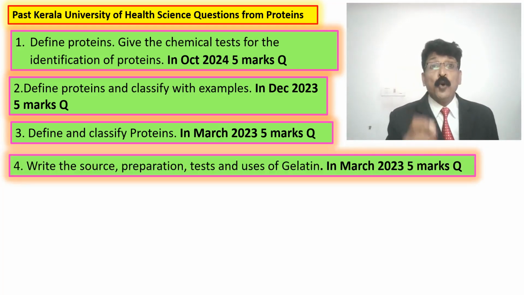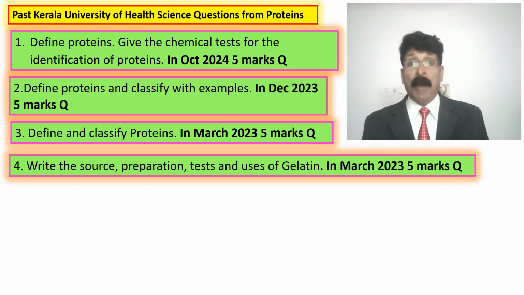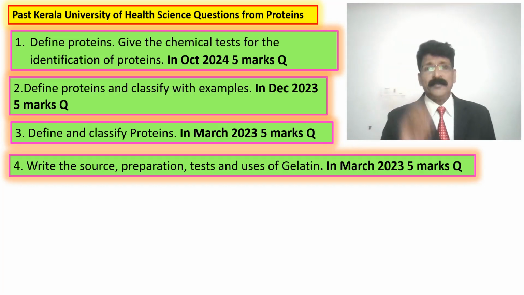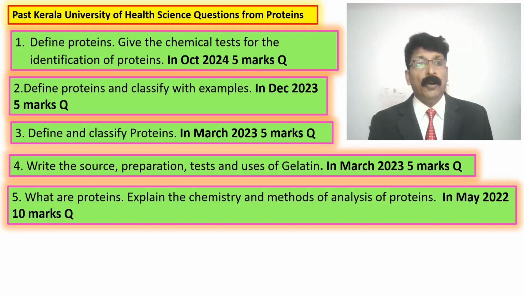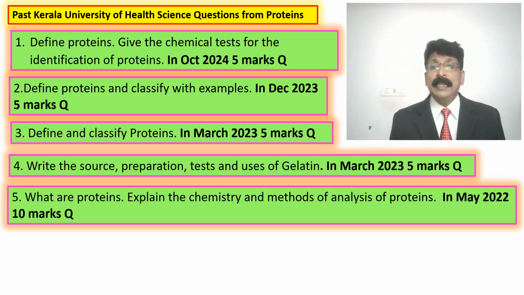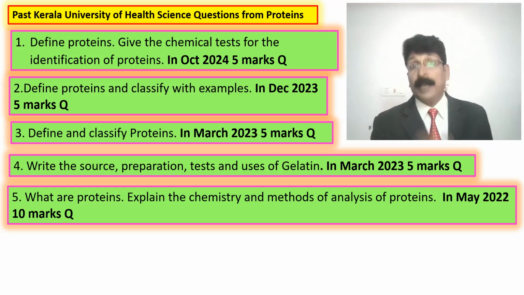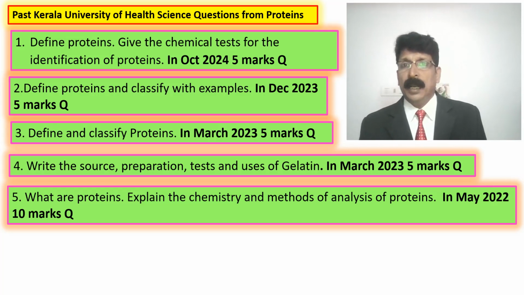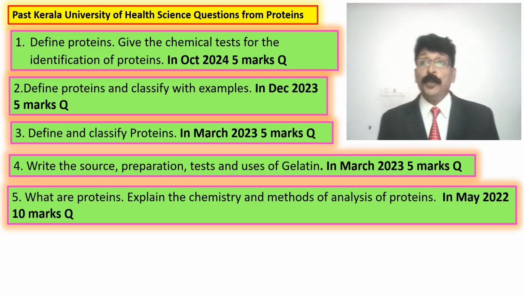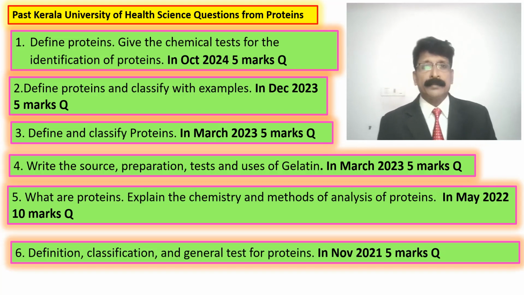Write the source, preparation, test and uses of gelatin, March 2023, 5-mark question. What are proteins? Explain the chemistry and method of analysis. The method of analysis of protein I have discussed in this lecture. Very important, you have to write clearly. In May 2022, they asked a 10-mark question. Methods are very interesting. You have to write even up to quantitative estimation.